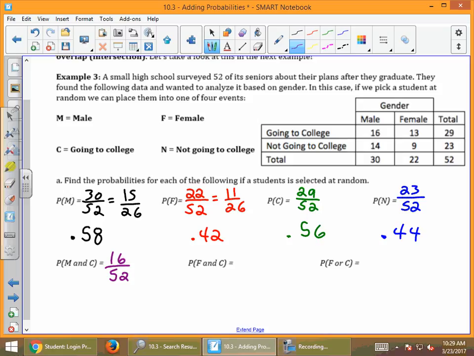Reduce that fraction. What's 16 over 52 reduced down to? 4/13. So 4 out of 13 times, I'm going to grab a male that's going to college. Now, what's the probability of this? What's 4 out of 13? Divide it. Do 4 divided by 13. You'll get a number. That number is a decimal. 0.31. So really, if I move that decimal over twice, I have a 31% chance of picking a male going to college. Not bad.